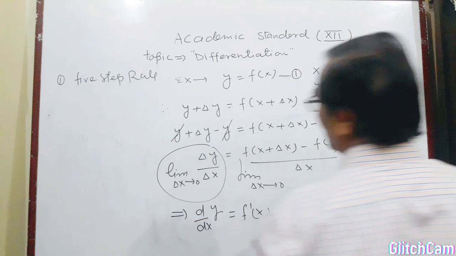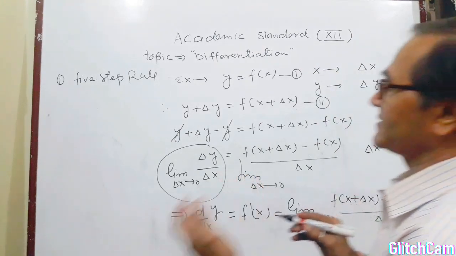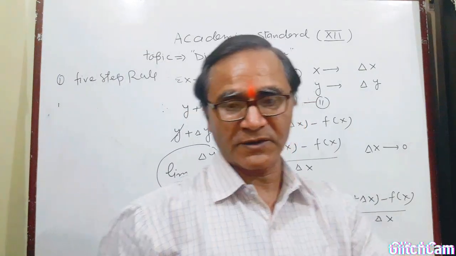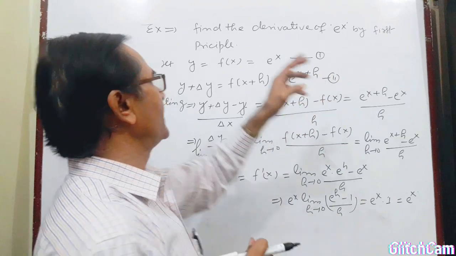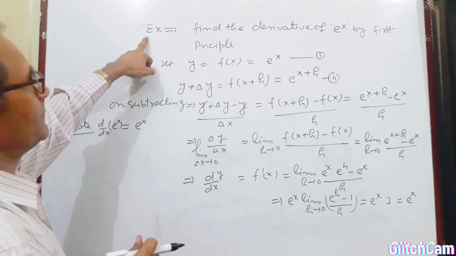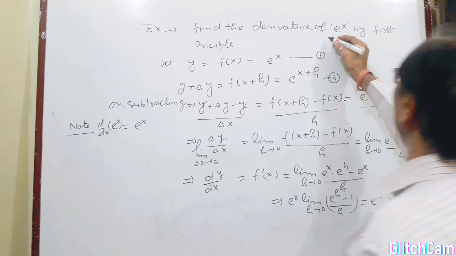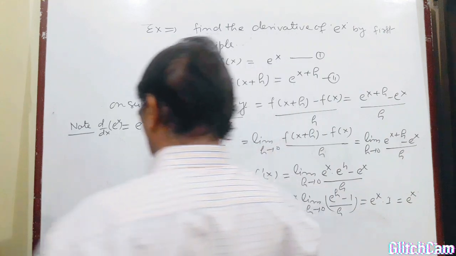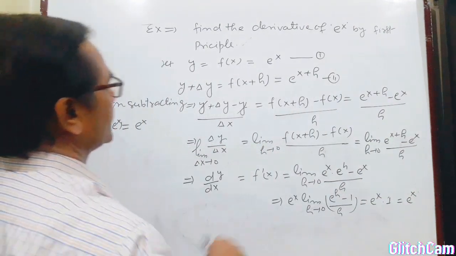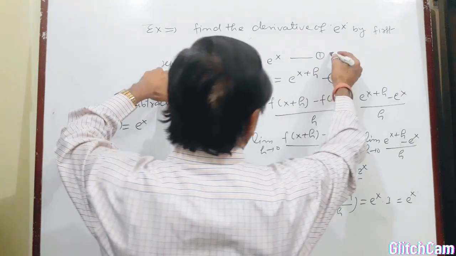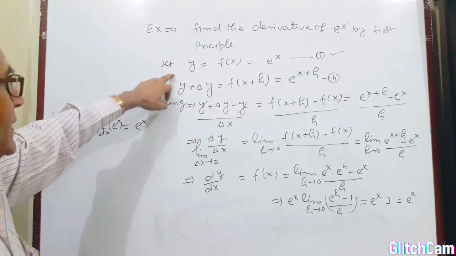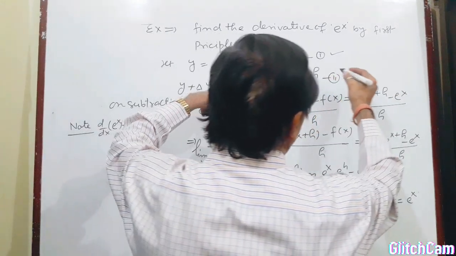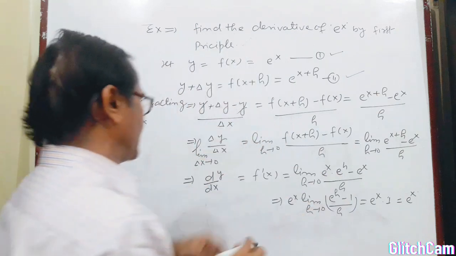We solve some problems on the basis of this differentiation. You should observe it. Dear students, we provide an example. Find the derivative of e to the power x by first principle. We know that y equals f(x) equals e to the power x. It is the function which is giving y plus delta y equals f(x plus h) equals e to the power x plus h. It is the second function.